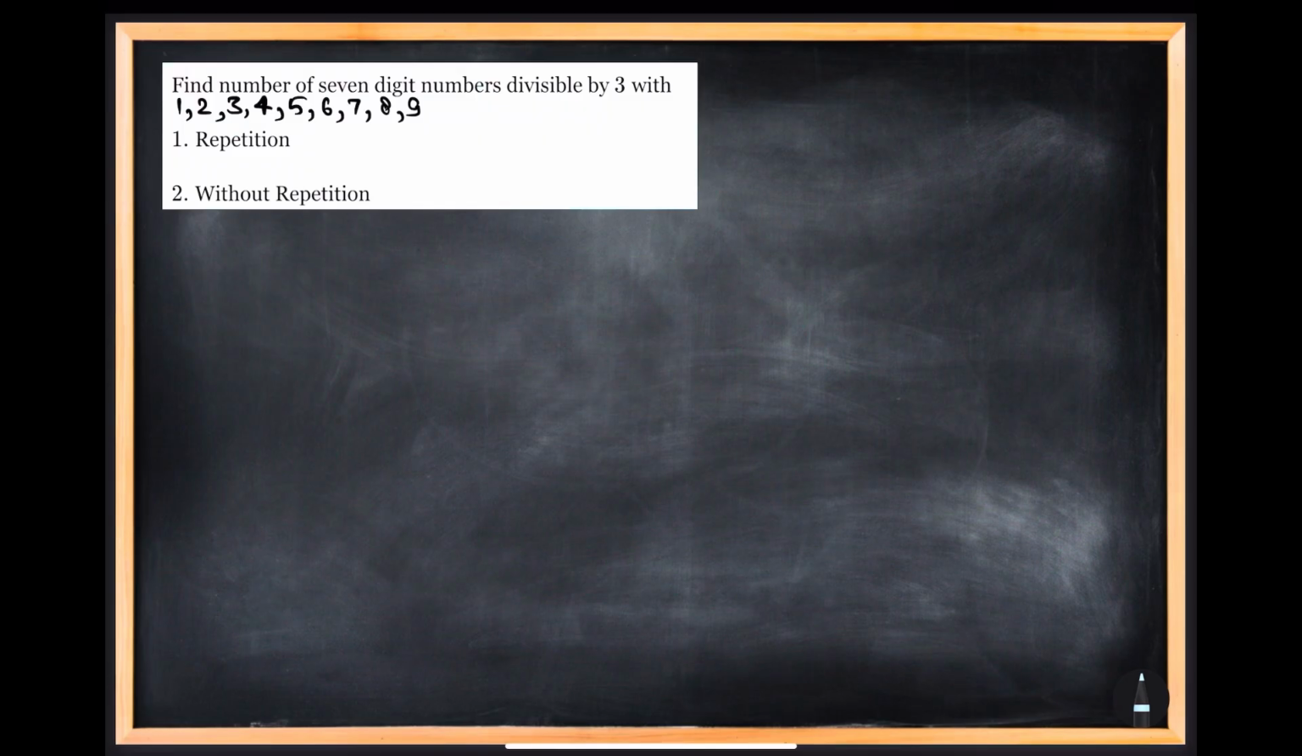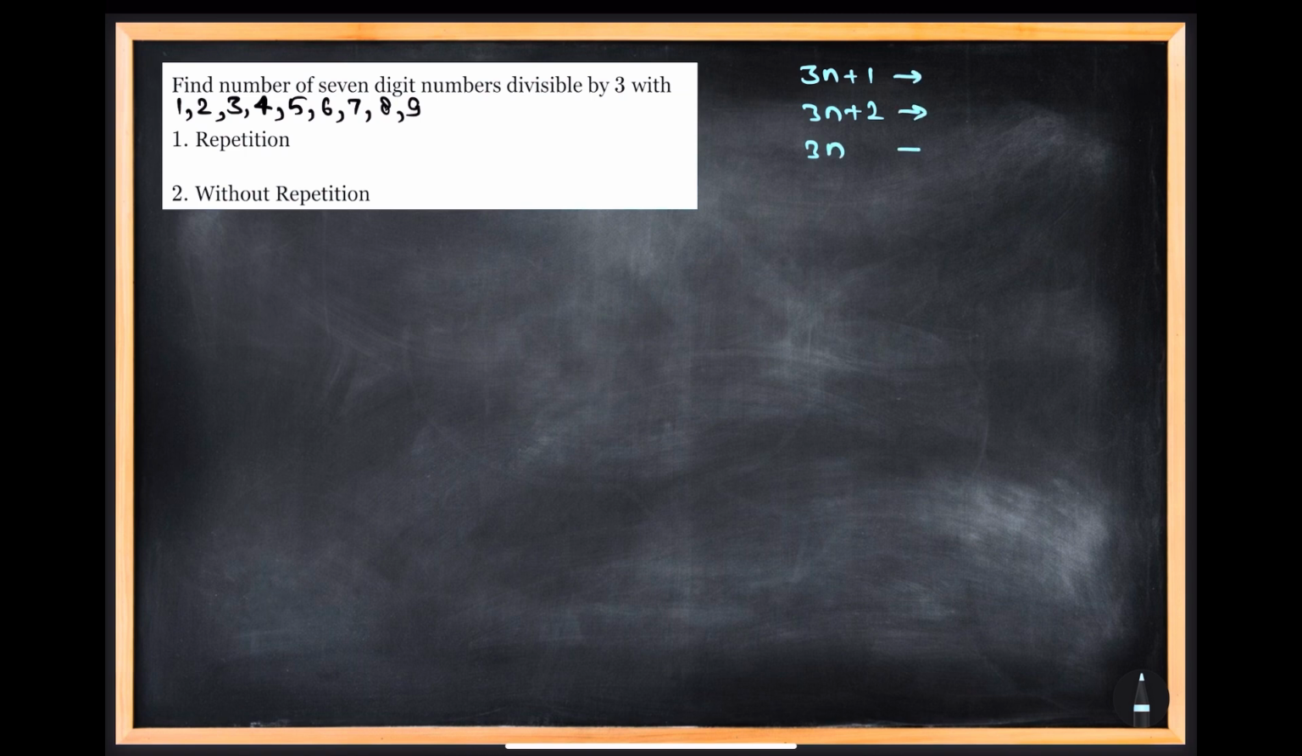So we got this situation. Find the number of 7-digit numbers divisible by 3 with the digits given, with repetition and without repetition. Okay, so look at this. First, try to categorize those numbers. The numbers are of the type 3n plus 1, 3n plus 2 and 3n.